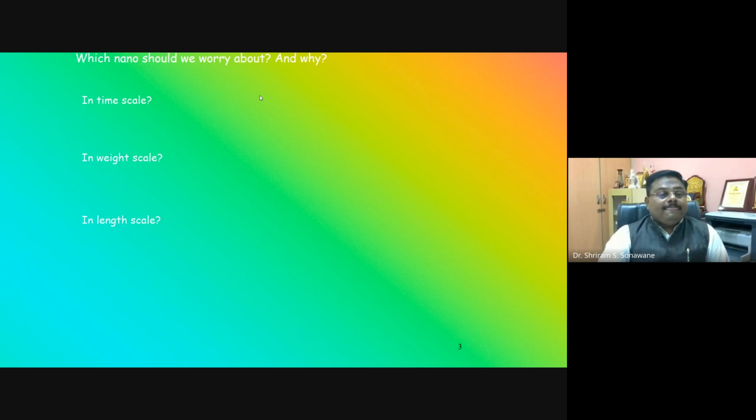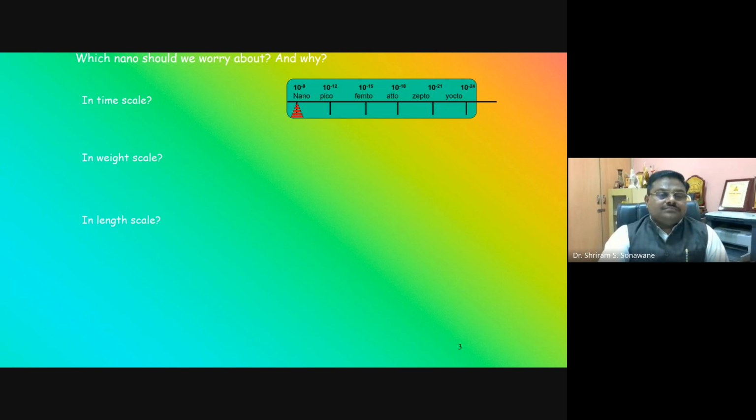Next. As far as time scale is concerned, we can go from nano to yocto, that means 10 raised to minus 9 to 10 raised to minus 24, right? Next. If you see this particular scale of time, it can go up to atto, that means from 10 raised to minus 9 to 10 raised to minus 18. But how quickly we can do things is what this particular scale is indicating.